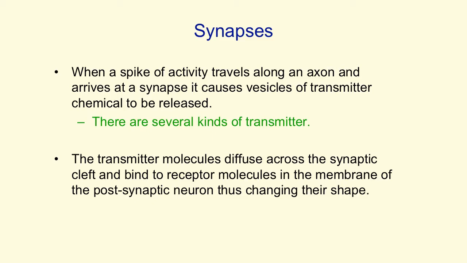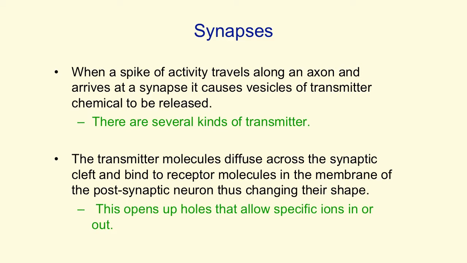The transmitter molecules diffuse across the synaptic cleft and bind to receptor molecules in the membrane of the postsynaptic neuron. And by binding to these big molecules in the membrane, they change their shape. And that creates holes in the membrane. These holes allow specific ions to flow in or out of the postsynaptic neuron, and that changes their state of depolarization.